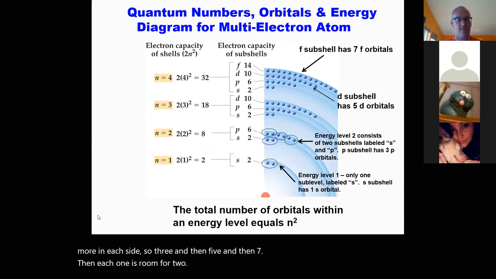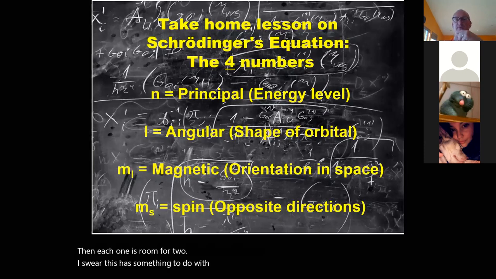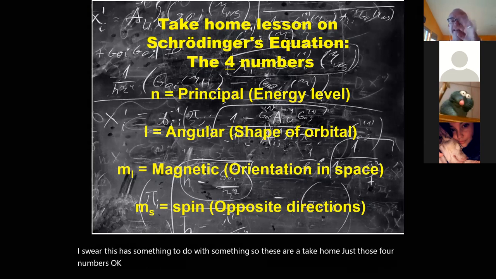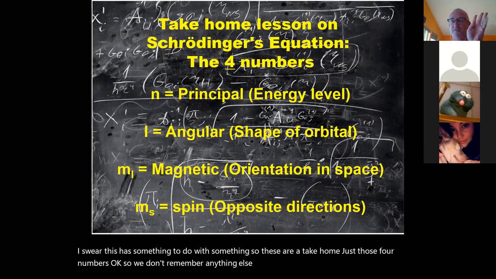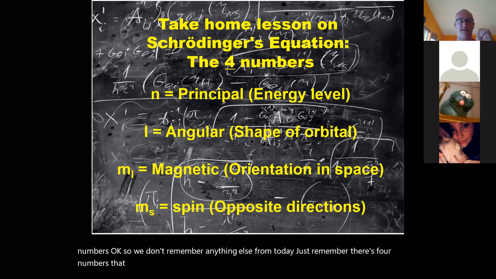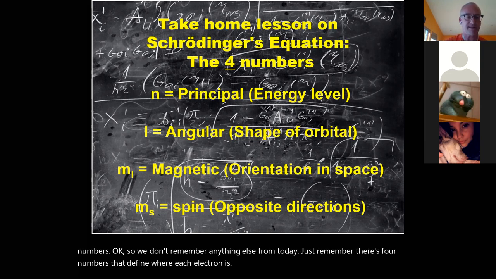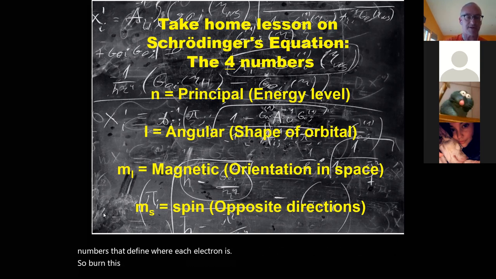So I swear this has something to do with something. These are our take-home, just those four numbers. We don't need to remember anything else from today. Just remember there are four numbers that define where each electron is. So burn this into your brain if at all possible.